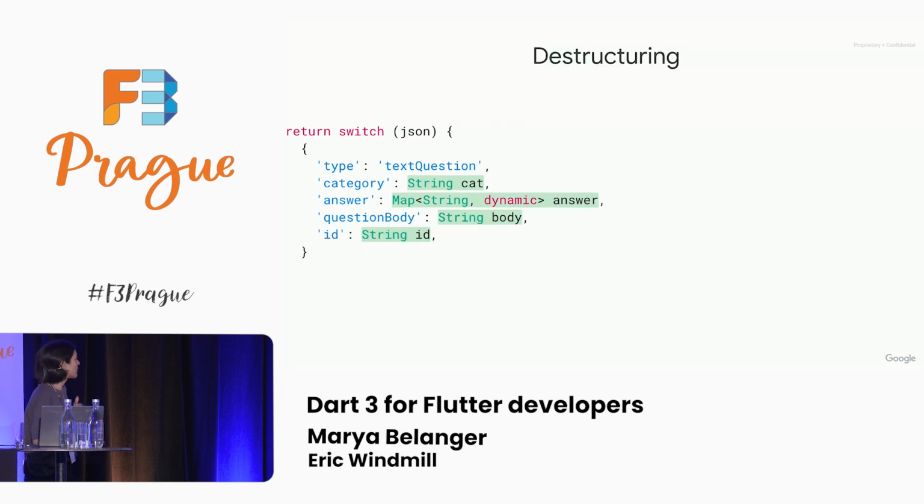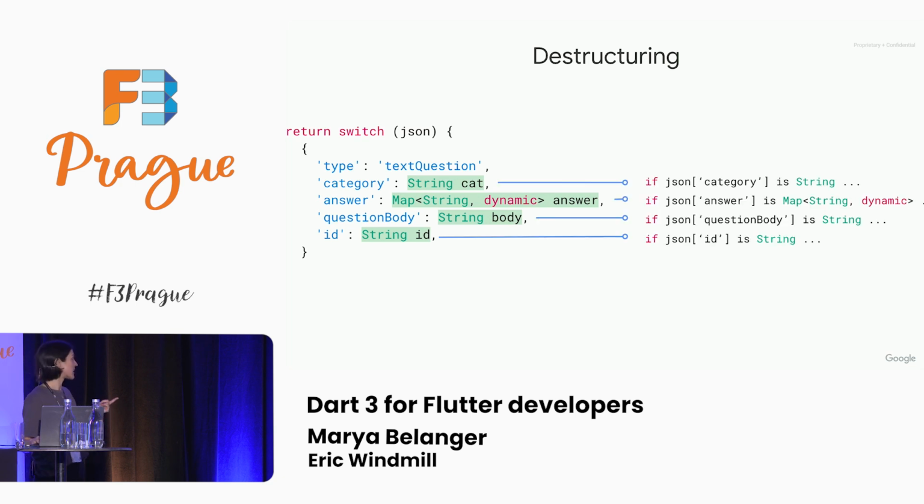So what variable patterns do is they allow you to destructure the data. So here, destructuring means that you are taking the full block of data, our JSON object, and pulling out individual values into new variables. So these lines are doing the same type validation, checking that it's a string, that answers is a map, that question body is a string, et cetera, but they're also doing all this variable declaration work all in the same line. So it's declaring new variables.